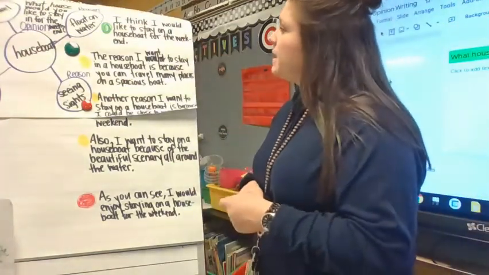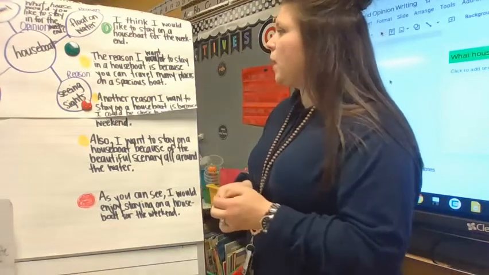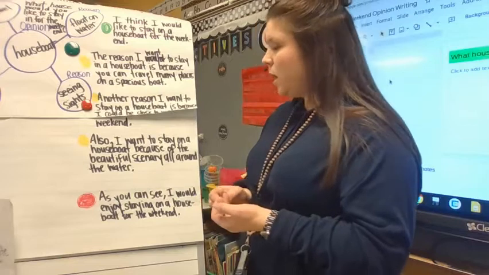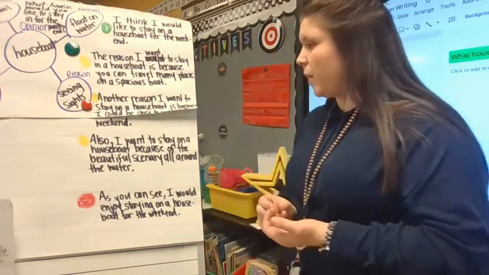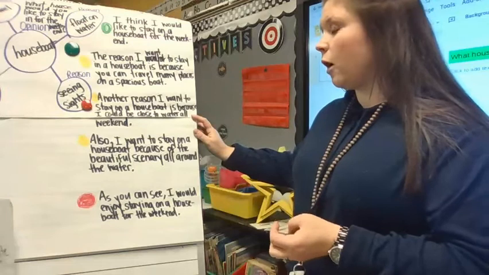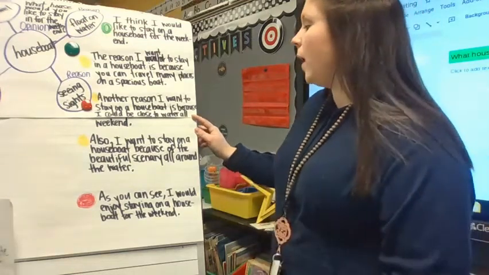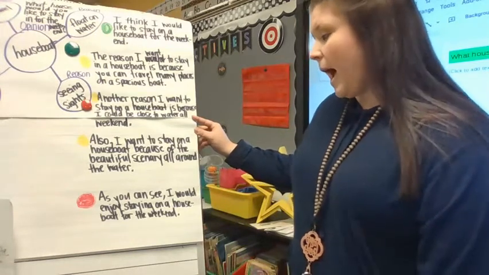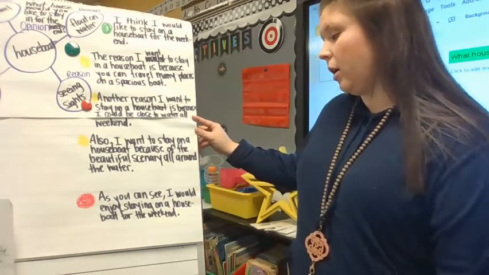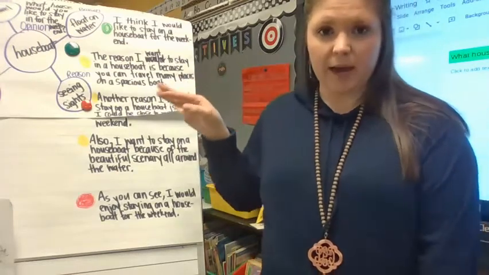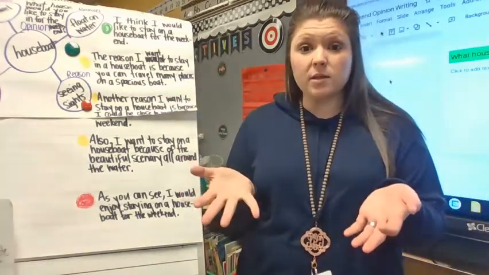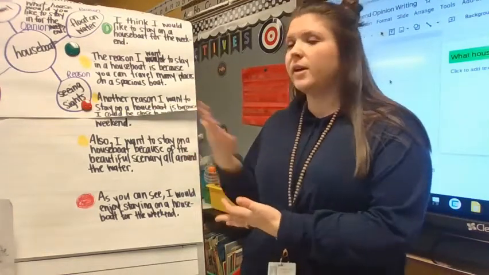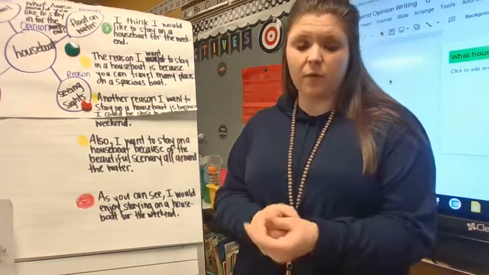I think I would like to stay on a houseboat for the weekend. The reason I want to stay in a houseboat is because you can travel many places on a spacious boat. Another reason I want to stay on a houseboat is because I could be close to water all weekend. Also, I want to stay on a houseboat because of the beautiful scenery all around the water. As you can see, I would enjoy staying on a houseboat for the weekend. Okay? So I've taken those parts of the opinion writing and developed them into good sentences to answer the question, which house I would like to stay in for the weekend.